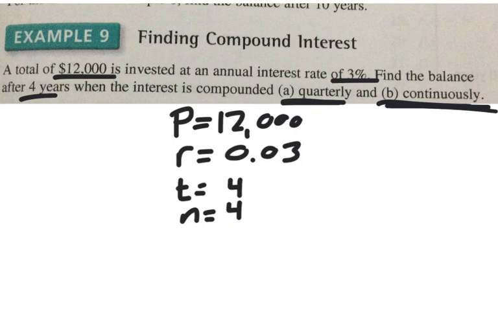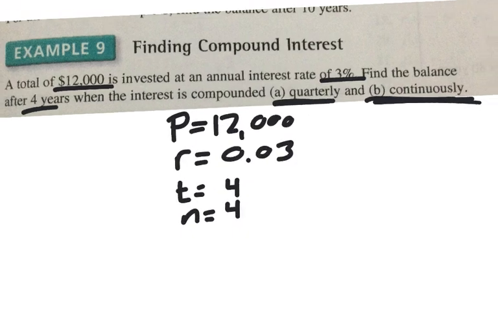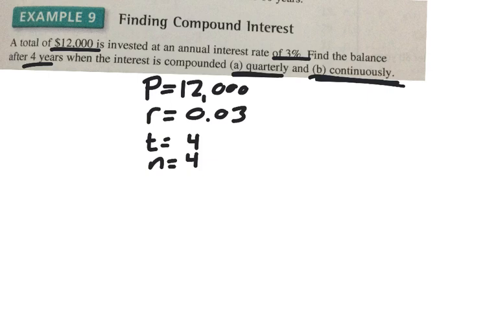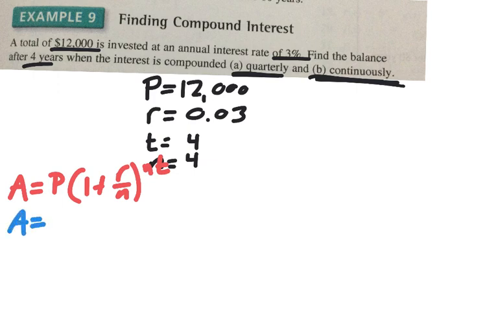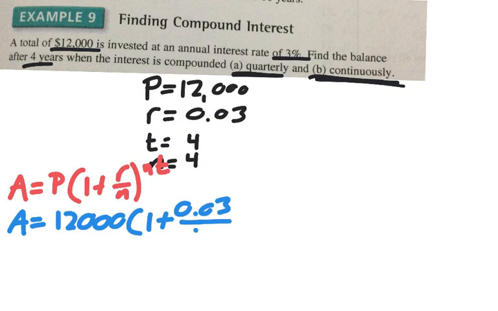In the second problem, my n is infinite, right? Because it's continuously compounded. So we have to use the other formula for B part. Let's set this up with the same formula we've been using, which is A equals P times 1 plus r over n raised to the nt. So that's going to give me A equals the principal, which is 12,000, times 1 plus the rate, 0.03 over n, which is 4, raised to the n, which is 4, times t, which is 4.